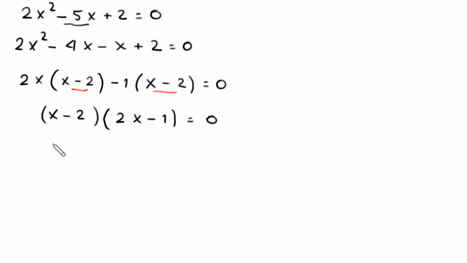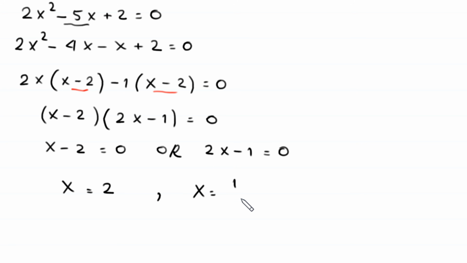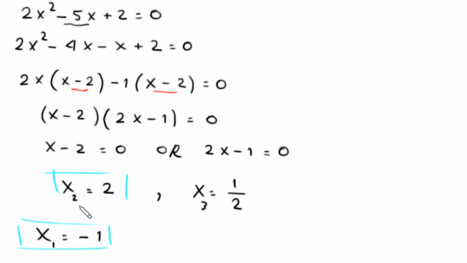From here either this expression x minus 2 equal to 0, or this expression 2 times x minus 1 equal to 0. From this equation we get the value of x equal to 2, and from this equation we get the value of x equal to 1 over 2. This is second and this is third. And first we found that x is equal to negative 1. So for now we have three solutions: negative 1, 2 and 1 over 2.